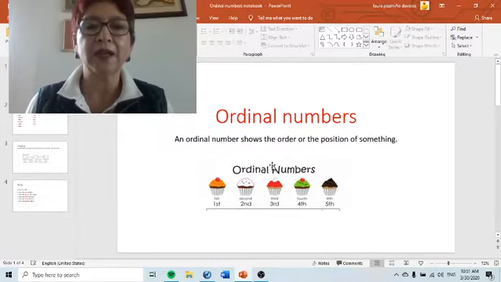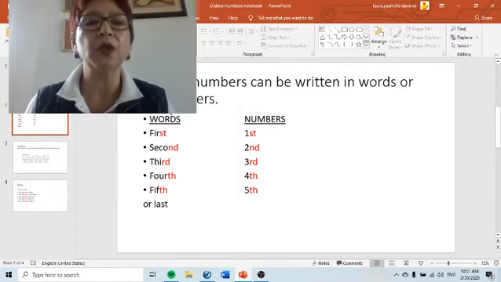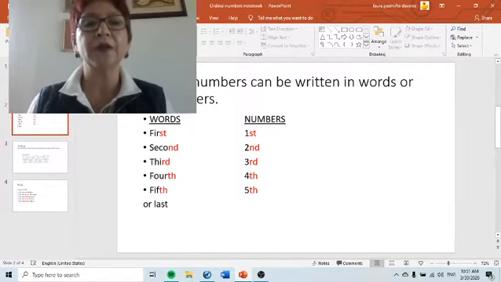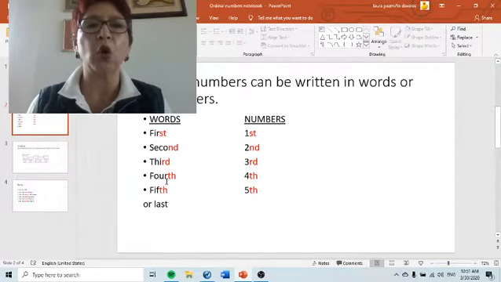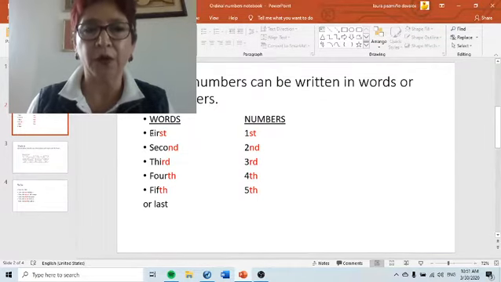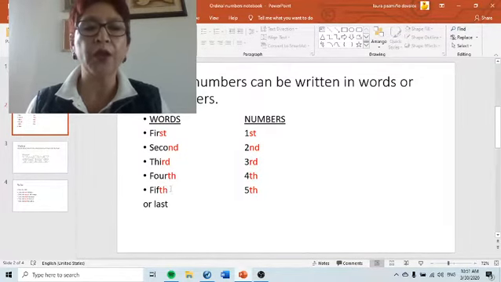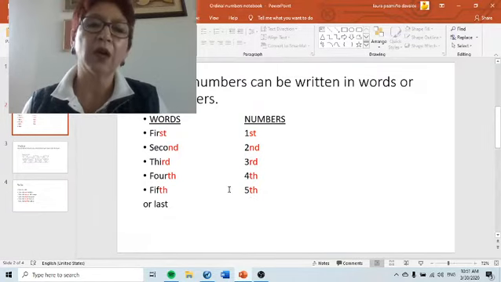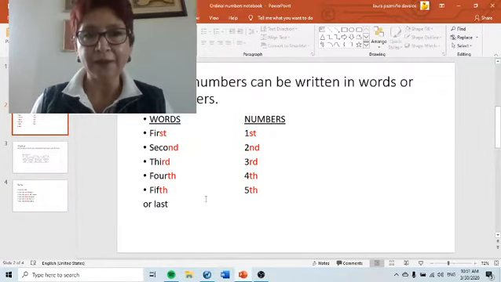Okay, and as I was telling you before, ordinal numbers can be written in words or as numbers. See the words: first, second, third, fourth, fifth, or last. And see the numbers? The numbers take the last two letters of the word. First, second, third, fourth, fifth. Fifth is the last. Are you clear with that?